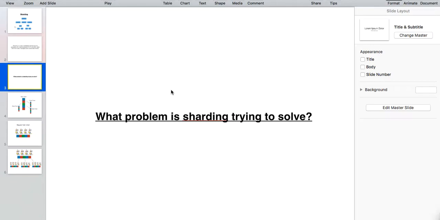So, what problem is sharding trying to solve? It's trying to solve the scaling problem. Let's take a project like Ethereum as an example. Ethereum probably has a couple thousand nodes on their network, on their blockchain. It's one blockchain, the Ethereum network, with these thousands of nodes and miners.